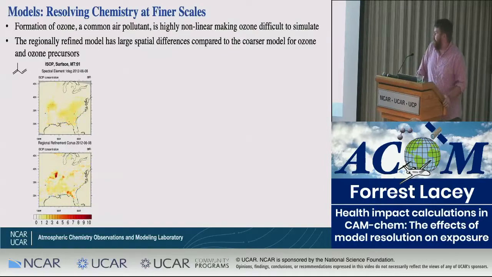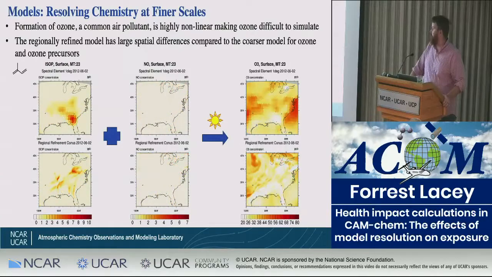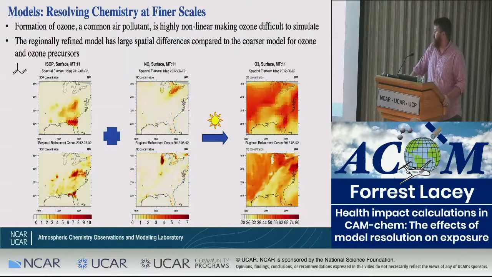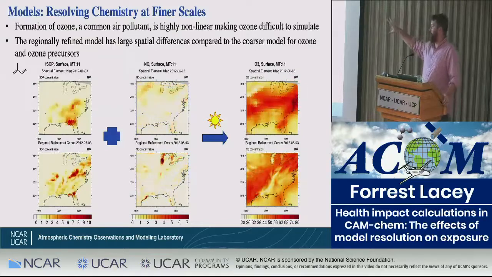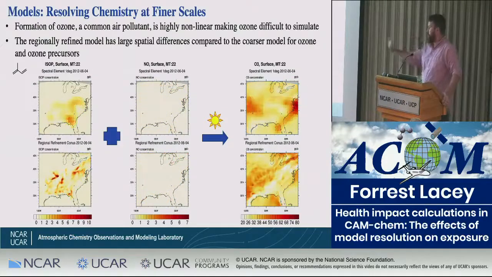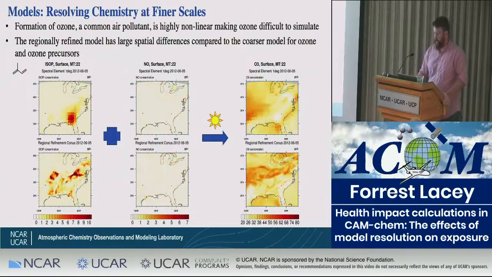So here we have isoprene emissions in the model, and we're doing a comparison between the SE 100-kilometer grid and our regional refined grid, and you can already start to see the spatial differences. And then again, we have NO emissions, and the addition of sunlight leads to higher resolution of our ozone concentrations using the regional refined model. At the top, we have the 100-kilometer spectral element, and we're already seeing improvements in ozone concentrations using the regional refined model.